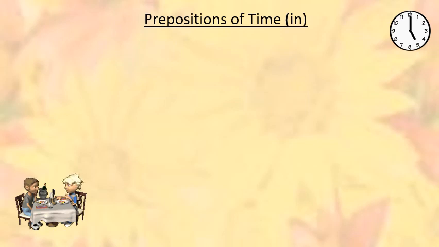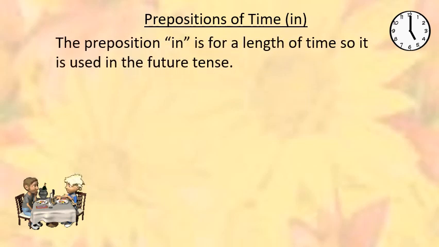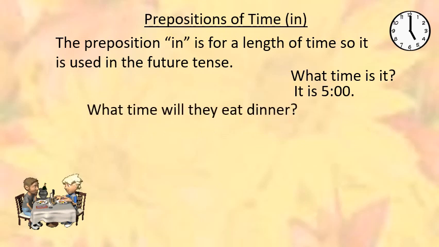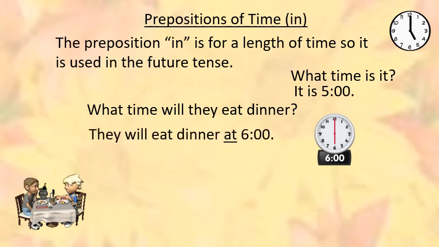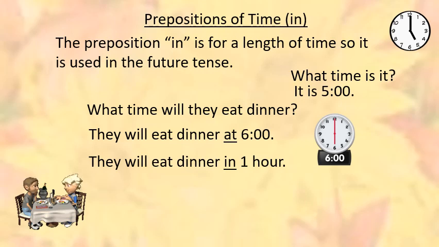Prepositions of time, in. The preposition in is for a length of time, so it is used in the future tense. What time is it? It is 5 o'clock. What time will they eat dinner? They will eat dinner at 6 o'clock. They will eat dinner in 1 hour. In is the preposition of time for length of time.